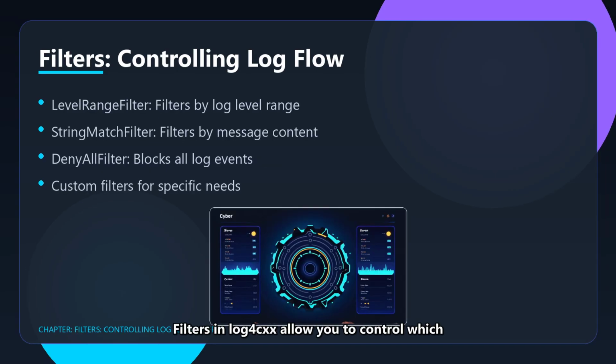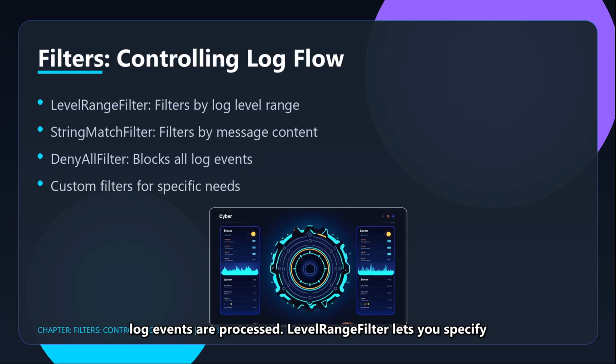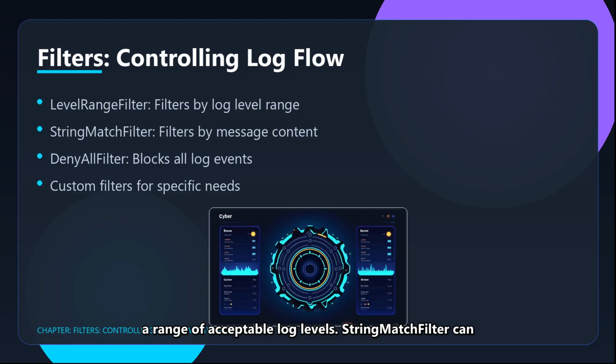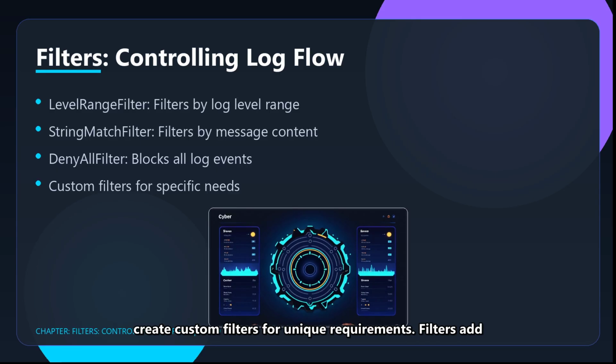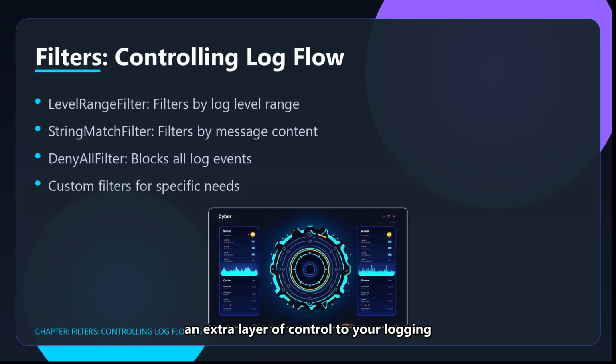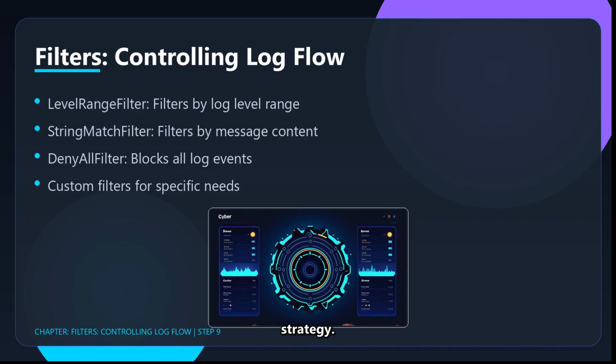Filters in log4cxx allow you to control which log events are processed. Level range filter lets you specify a range of acceptable log levels. String match filter can include or exclude logs based on message content. Deny all filter blocks all events, and you can also create custom filters for unique requirements. Filters add an extra layer of control to your logging strategy.